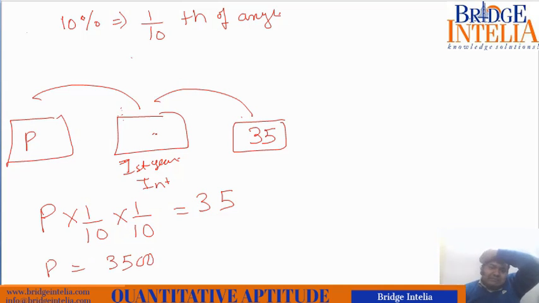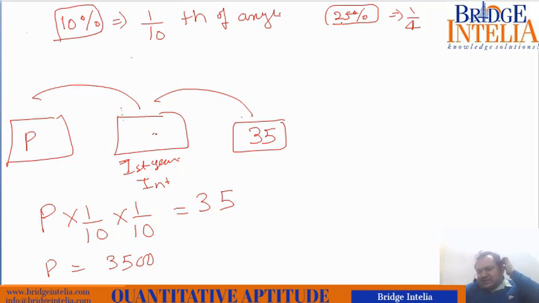So next time, suppose instead of 10% it would have been 25%. You should have understood that 25% is equal to 1/4. So first year's interest you can find out, and then next year also the same proportionality will continue. So basically, if you learn to convert this percentage into fraction, things become really easy.